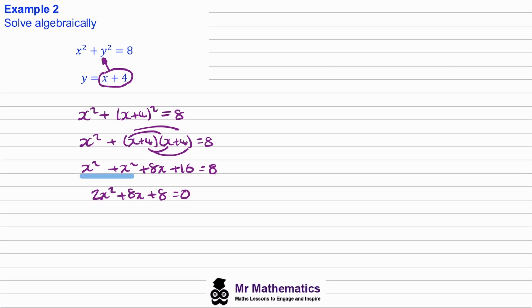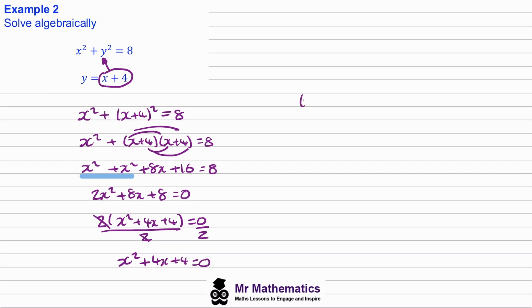You can see now we can factor out this 2 from the left-hand side, so we'll have 2 lots of x squared plus 4x plus 4. When we divide both sides by 2, these will cancel, and the right-hand side will still be 0. So x squared plus 4x plus 4. And this creates a perfect square where we have x plus 2 squared. So our solution will be x equals negative 2.